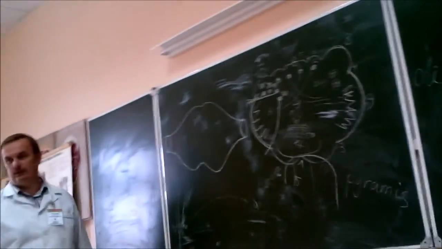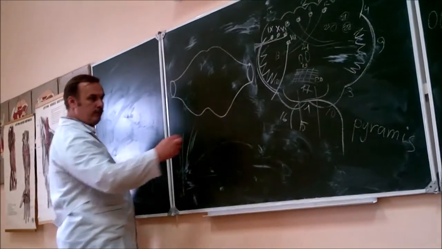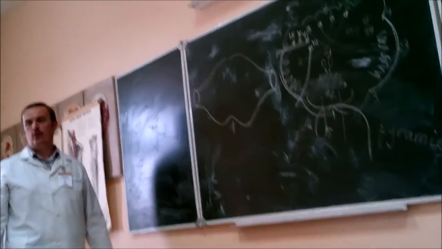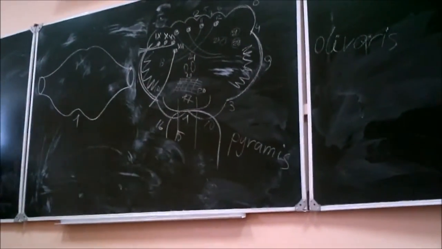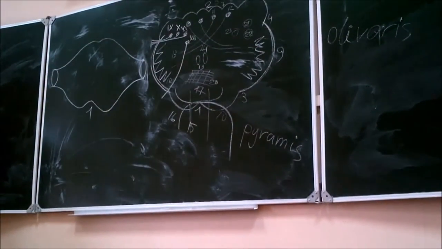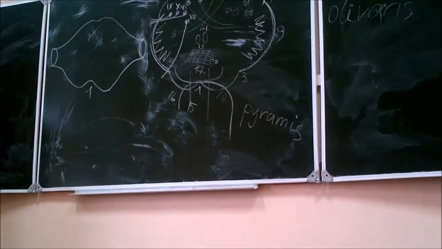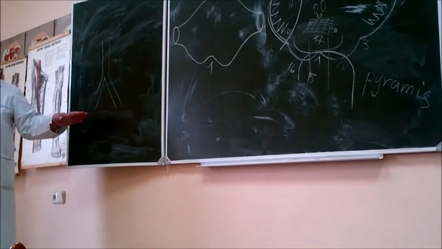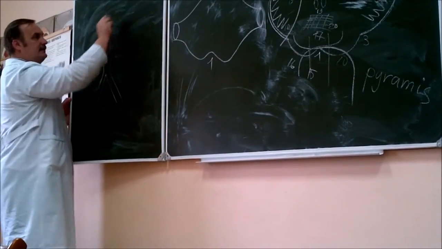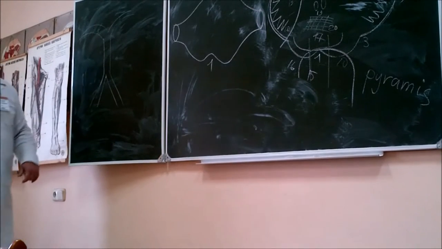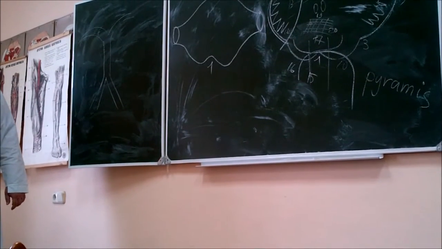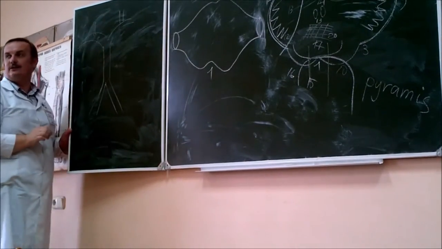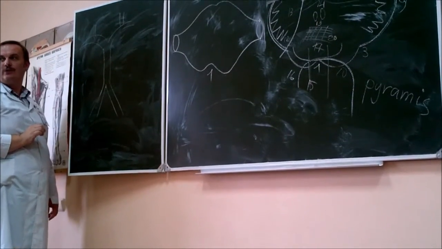Ventral surface of the pons, blue. Number one: sulcus basilaris. The same artery, arteria basilaris, passes here. The arteria basilaris divides into two: the cerebral posterior arteries. The cerebral posterior artery joins the internal carotid artery with the help of the communicating artery.